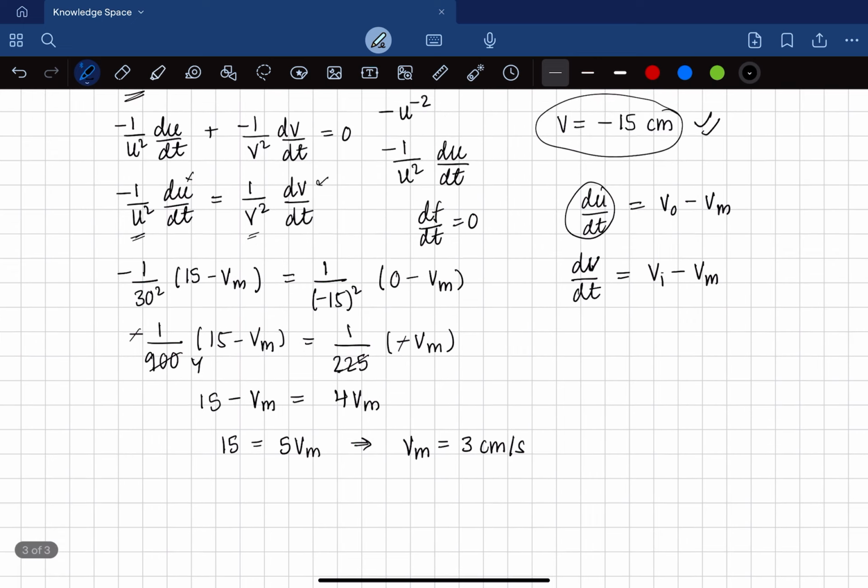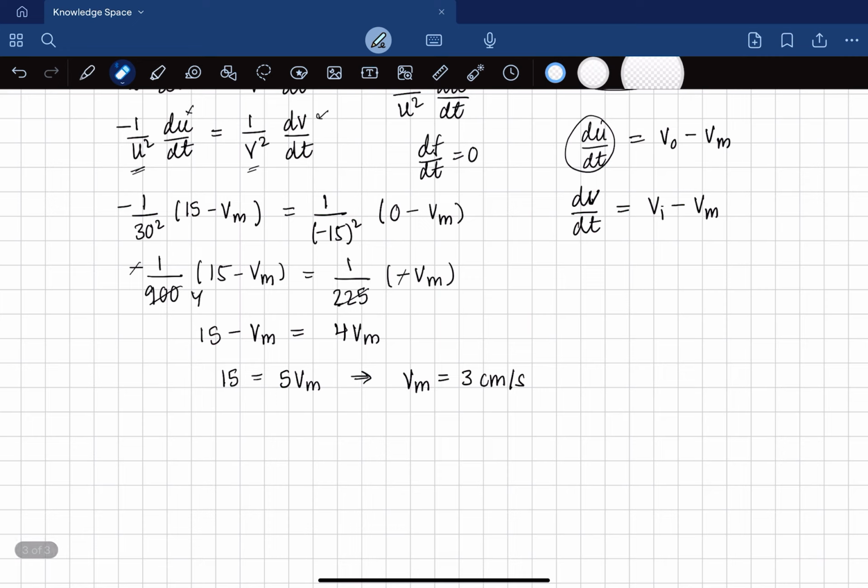So that's it for this question right here from the JEE Advanced 2022 paper.